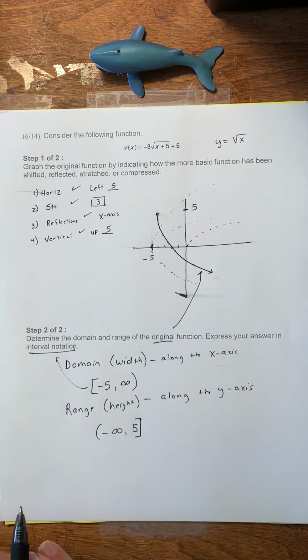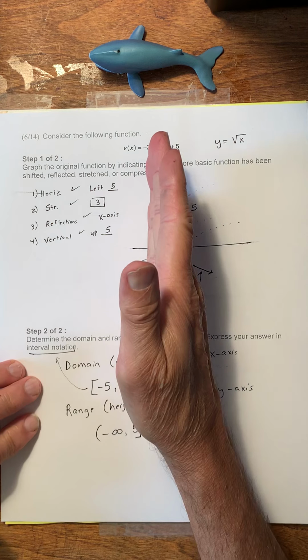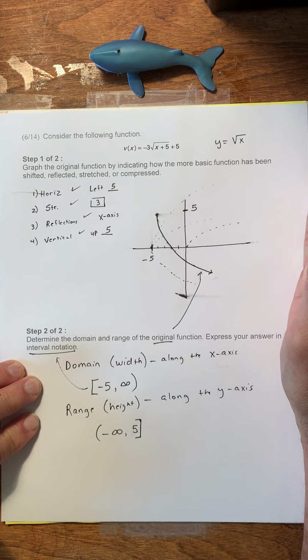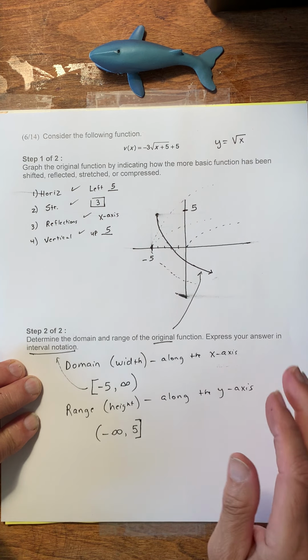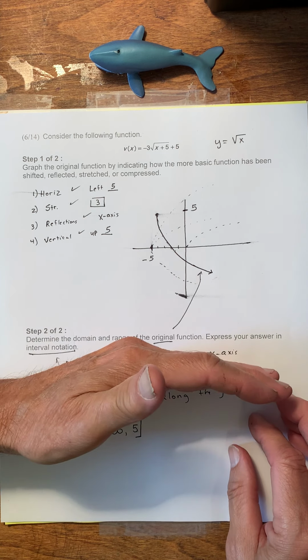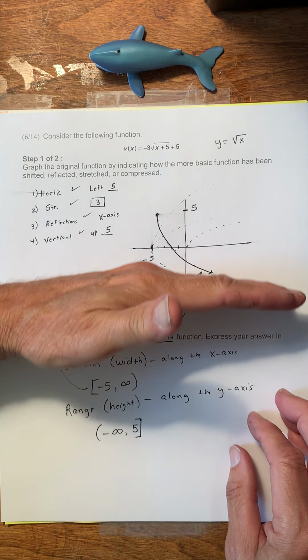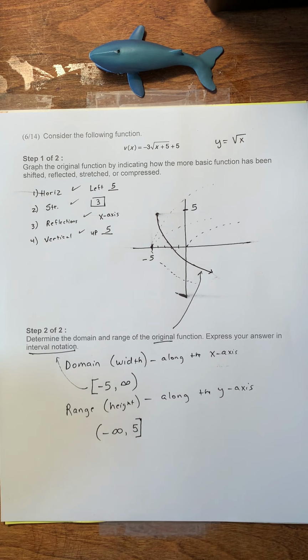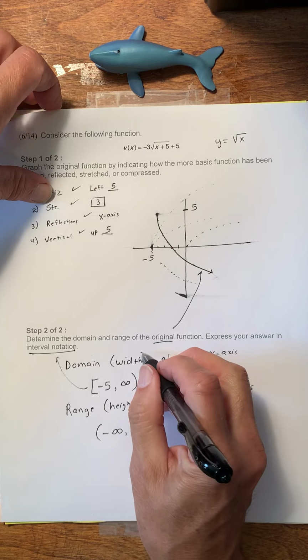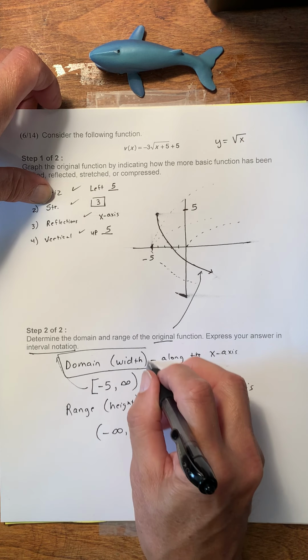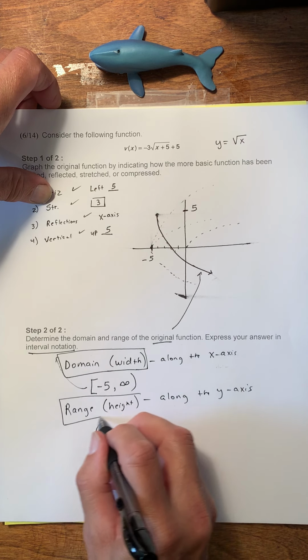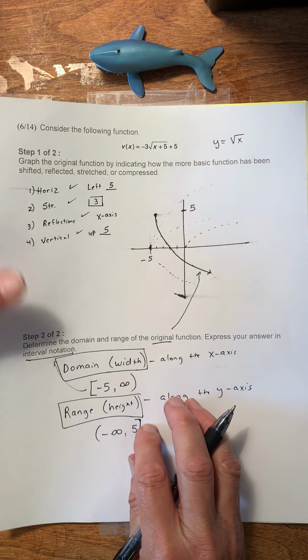So the width is from -5 all the way to the right, -5 to infinity. The height is from -infinity, because this thing's going to keep going down. It's from -infinity all the way to +5. Nice little concept to keep in mind if you have the picture of the graph available.